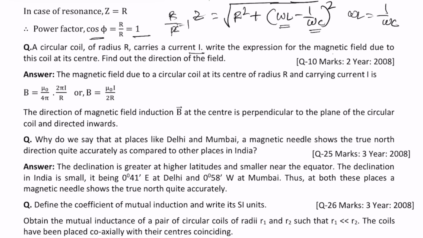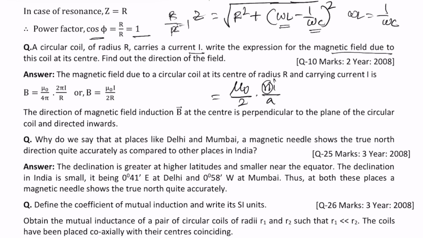Okay. Now, a circular coil of radius R carries current I. Write the expression for the magnetic field due to the coil at the center of the coil, okay? So it is mu0 by 2, N I by A. This is actually the magnetic field produced at the center. So mu0 by 2 N. The number of turns is not given, so let us assume that the number of turns is 1.